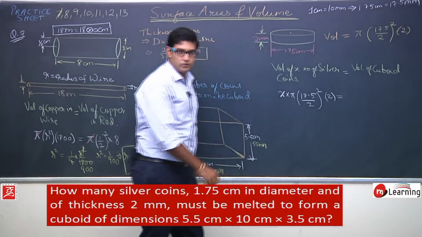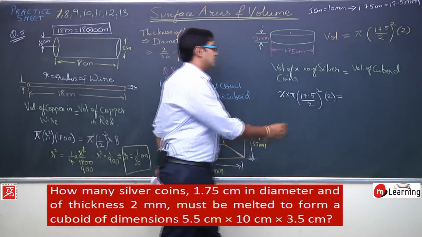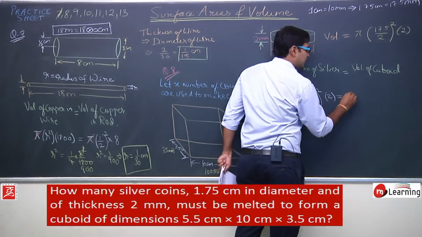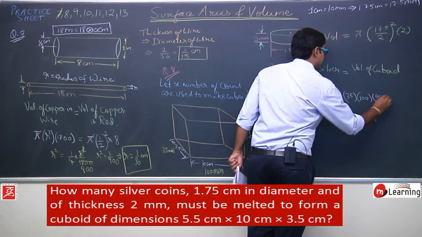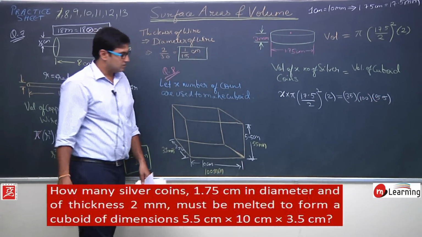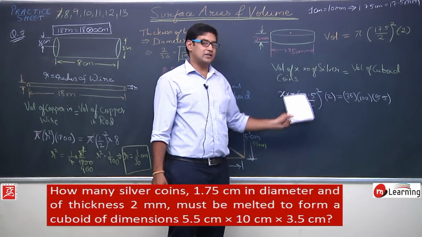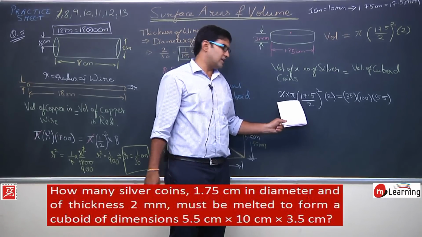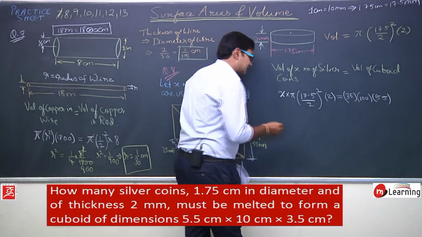Now what is the volume of cuboid? It is L into B into H. L is 35 into B into H. This is the volume of the cuboid that I am using. So what I can see is I have converted this mathematical equation into these numerical values. I have substituted all the numerical values. Now the next task is to solve this.